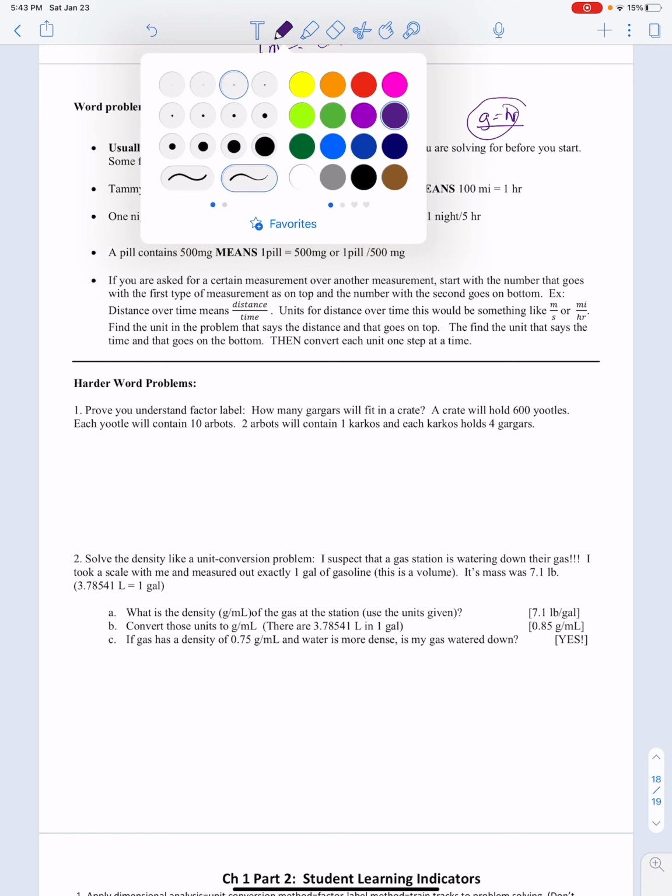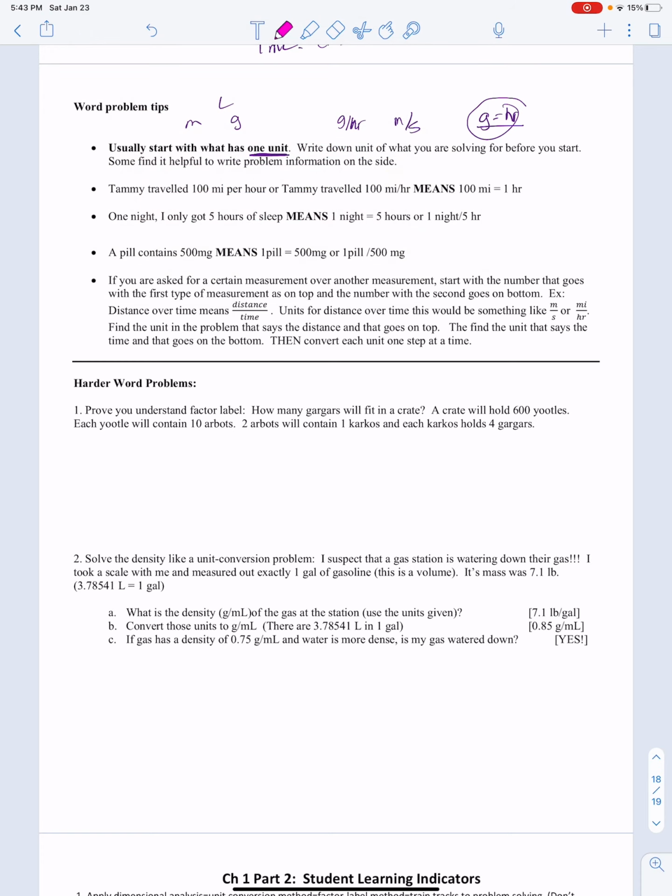Here's some other tips and ways things can be hidden in word problems. If you hear "Tammy travels 100 miles per hour," what that means is you can write it like this, or it means that 100 miles is equal to 1 hour. So when you're filling out your factor label, it means in 1 hour she went 100 miles.